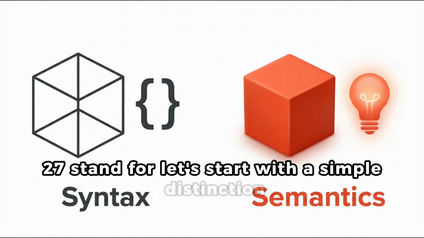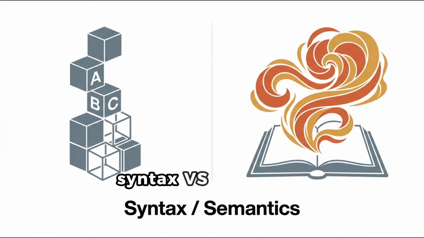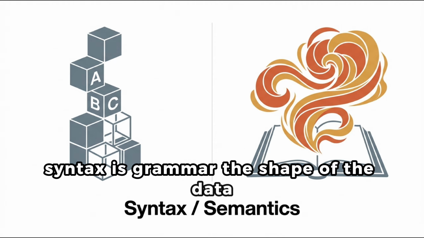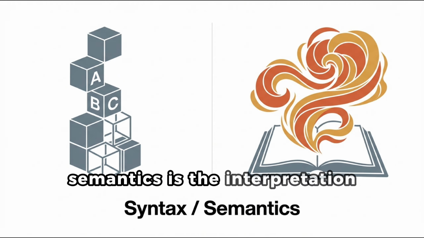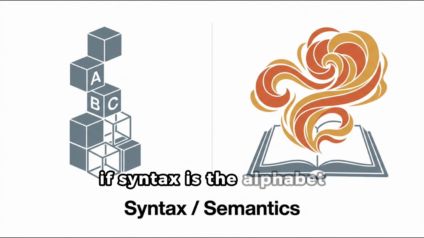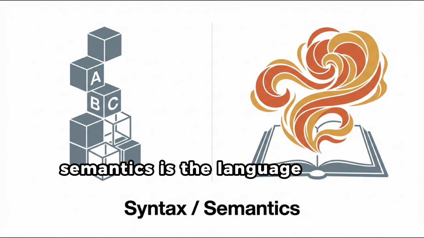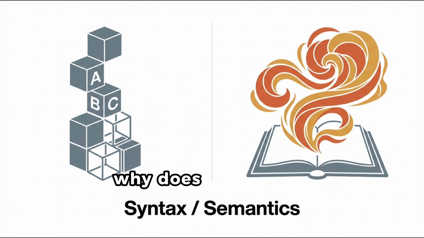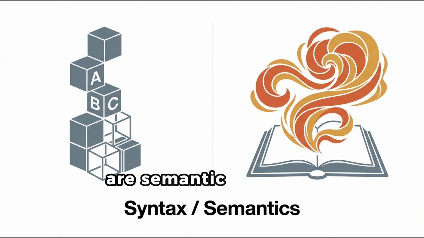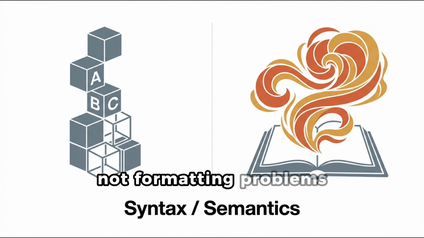Let's start with a simple distinction. Syntax versus semantics. Syntax is grammar, the shape of the data. Semantics is the interpretation, the story we tell about that shape. If syntax is the alphabet, semantics is the language those letters spell out. Why does this matter? Because many of the trickiest problems in data are semantic problems, not formatting problems.